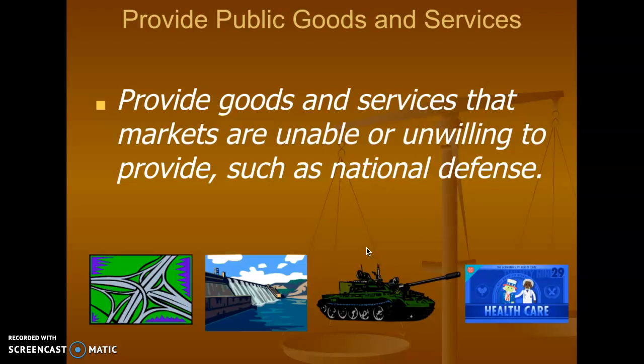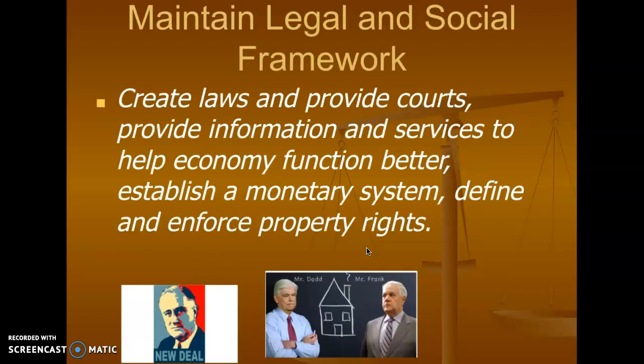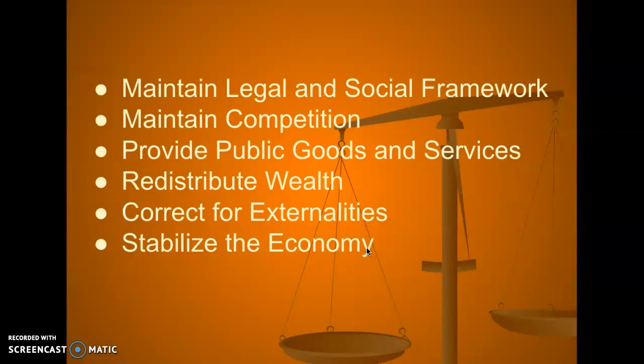Great. So I think that's where we're going to stop for today. Those are the first three ways in which the government interacts with the economy. We looked at maintain legal and social framework, maintain competition, provide public goods and services. Those are things the government does to try and keep the economy moving. Next class, we'll look at redistribute wealth, correct for externalities, and stabilize the economy.